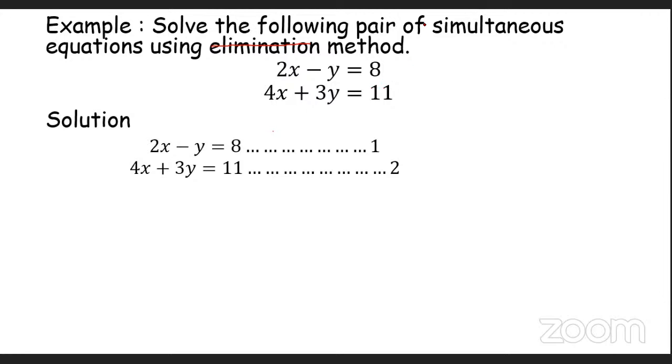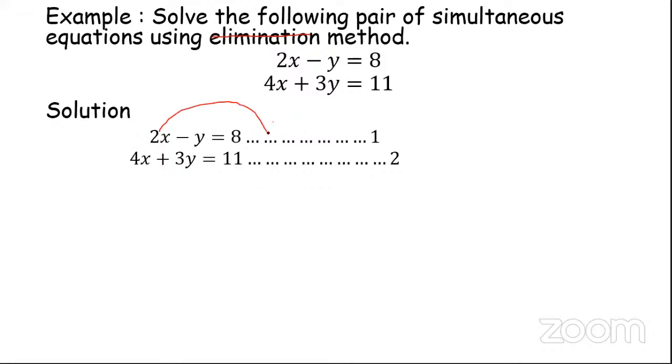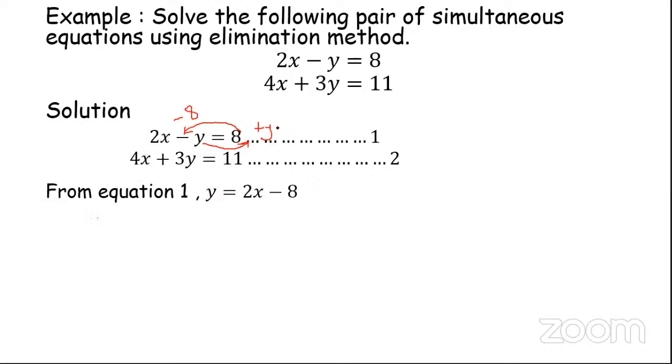So in equation 1, it is easier to transfer the 2x to the right hand side, and then we remain with y. But this time it will be a negative, so it is better we transfer the 8 here and the y to here, so that the y becomes positive and the 8 becomes negative. So that means from equation 1, y is going to be 2x minus 8.